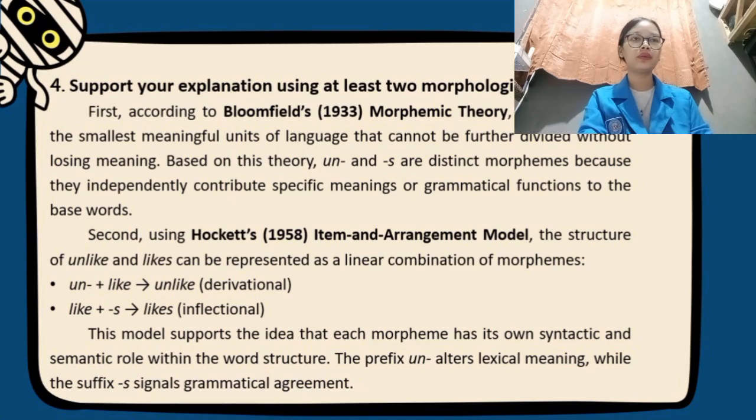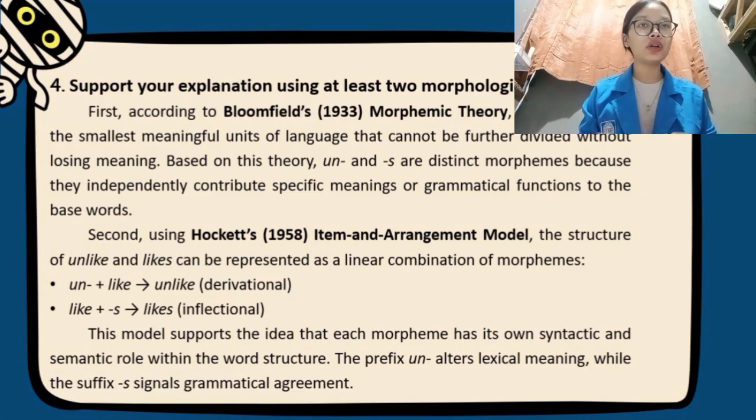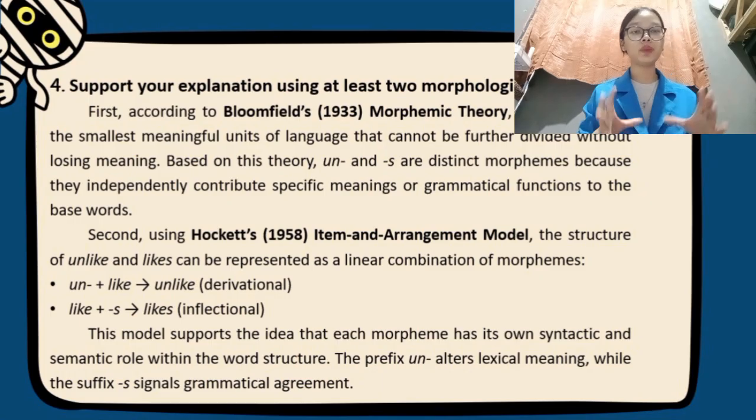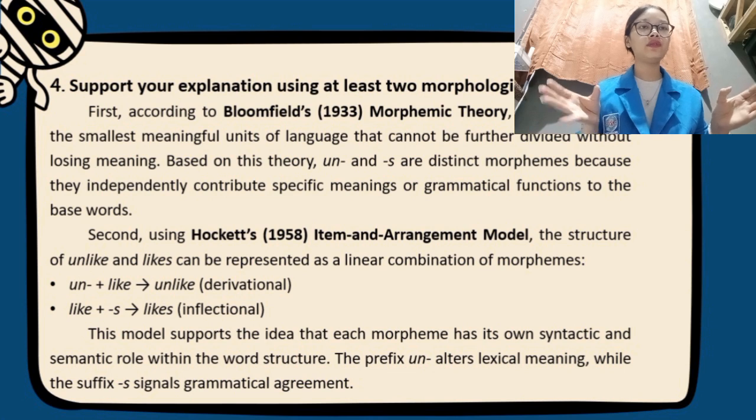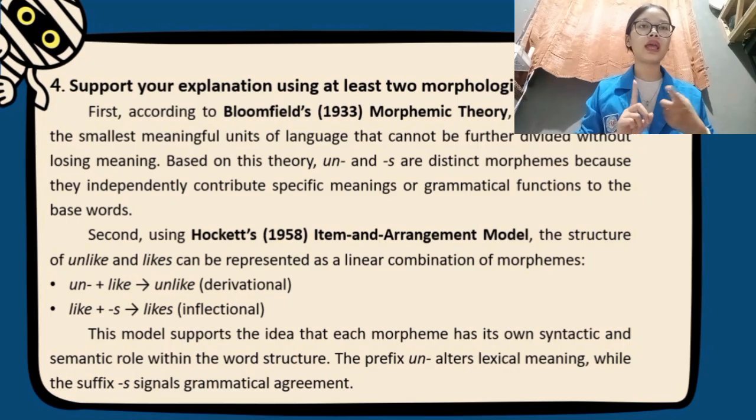The number 4, we have to support your explanation using at least 2 morphological theories. So the first, according to Bloomfield's 1933 morpheme theory, morphemes are the smallest meaningful units of a language that cannot be further divided without losing meaning. Based on this theory, "un-" and "-s" are distinct morphemes because they independently contribute specific meaning or grammatical functions to the base word.